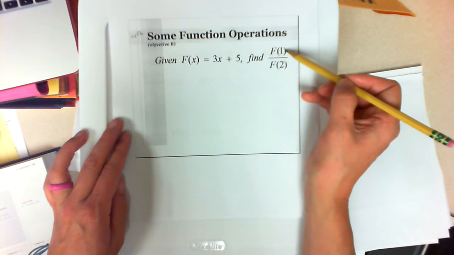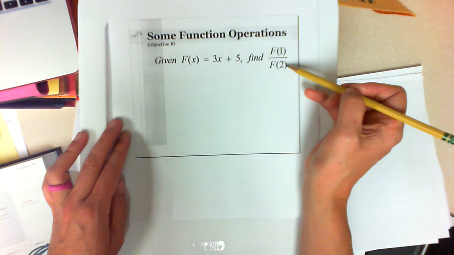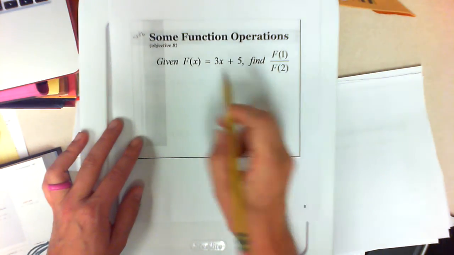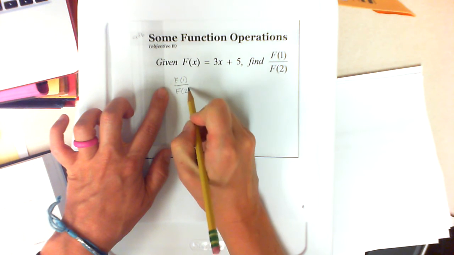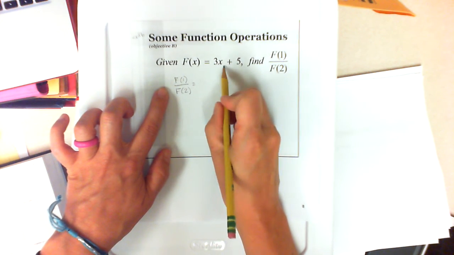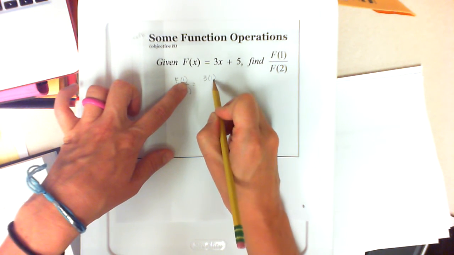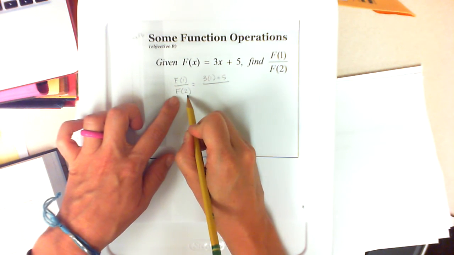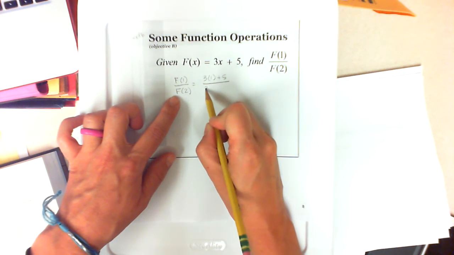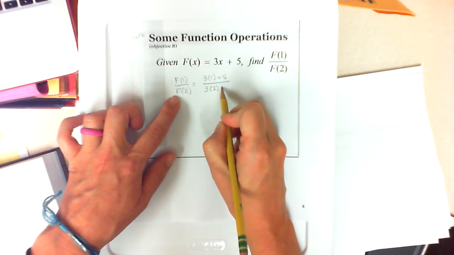This is the quotient of f of 1 and f of 2. So again, you're going to use your inputs and your outputs and then simplify. So if I want to find f of 1 over f of 2, that is equivalent to 3 times 1 plus 5. I'm going to plug 1 in for x. Now that's my numerator. I'm going to plug 2 in for x in f of x. So 3 times 2 plus 5.